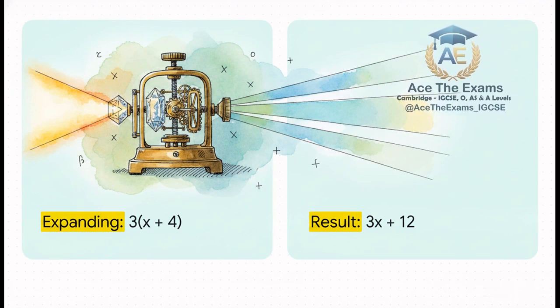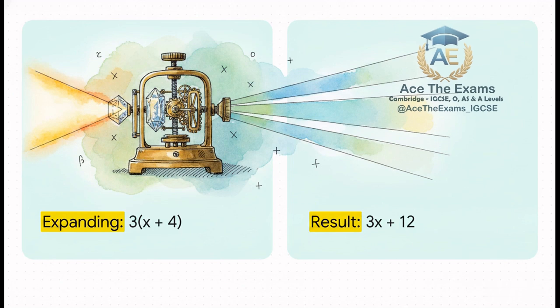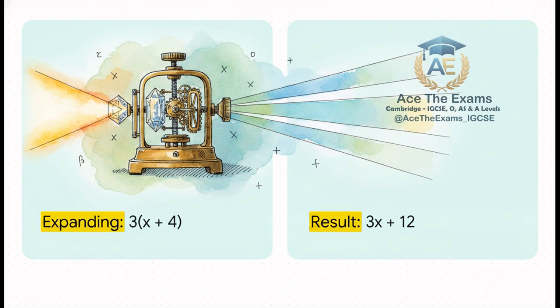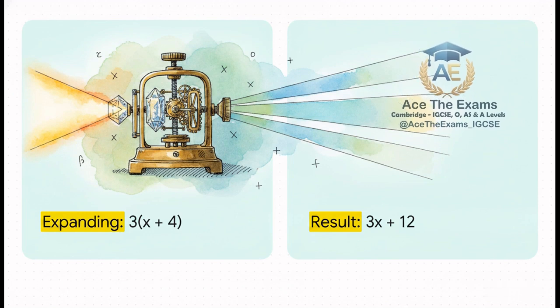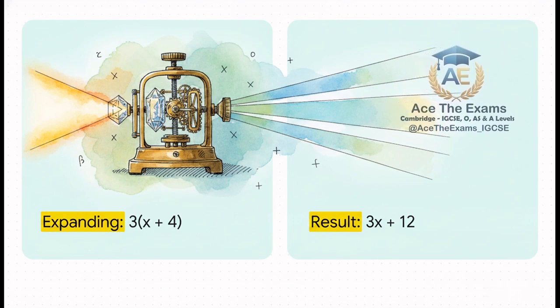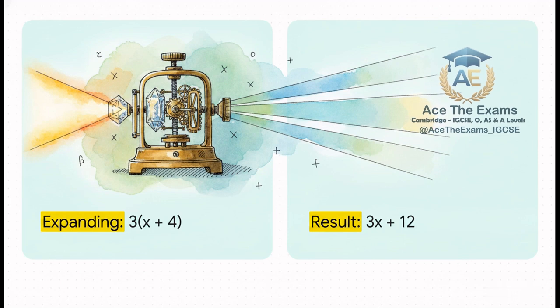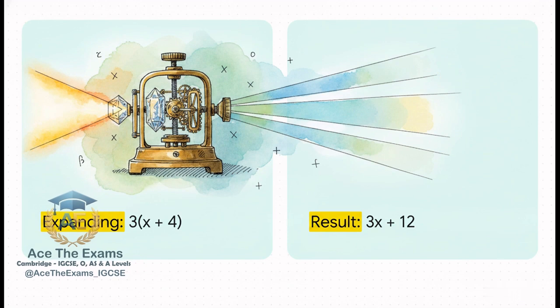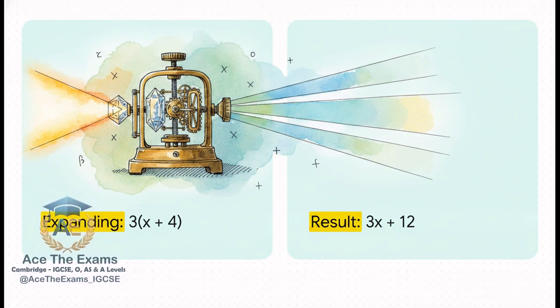If you have a 3 sitting on the outside and an x plus 4 on the inside of the brackets, well, you multiply the 3 by the x to get 3x, and then, don't forget this part, you multiply the 3 by the positive 4 to get a positive 12. So 3 times the quantity of x plus 4 becomes 3x plus 12. Boom! You've just successfully expanded the sentence.